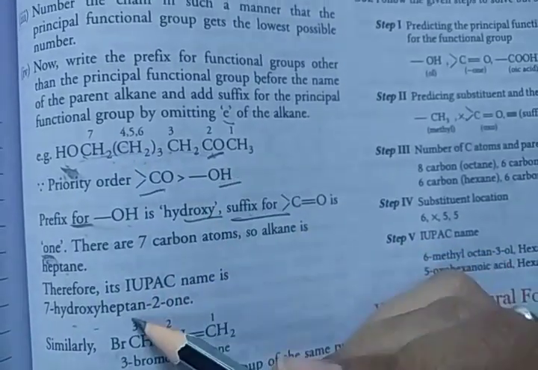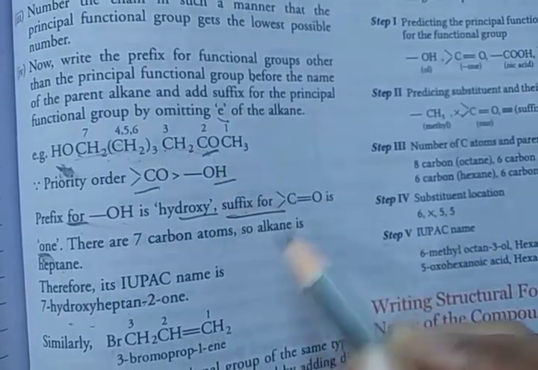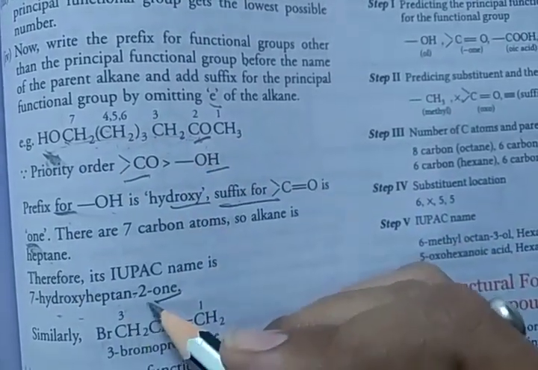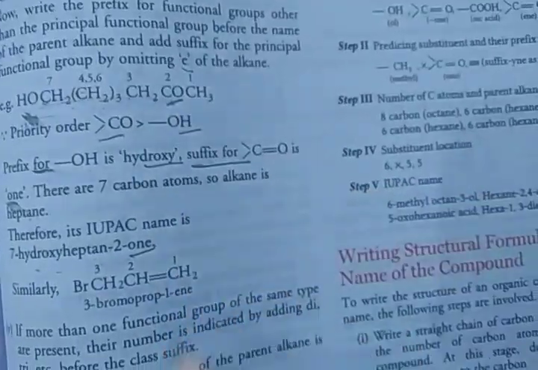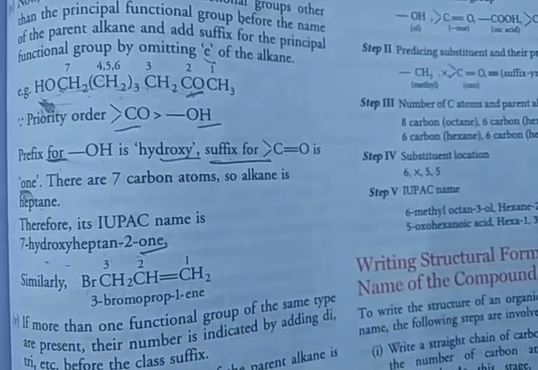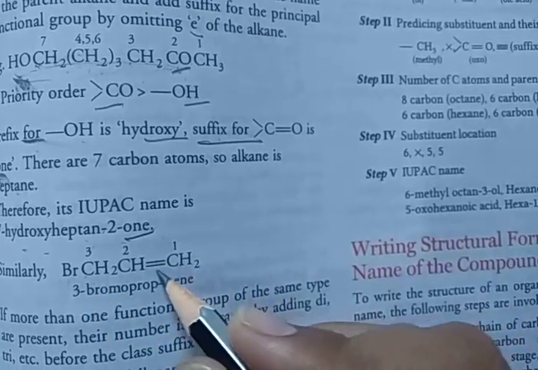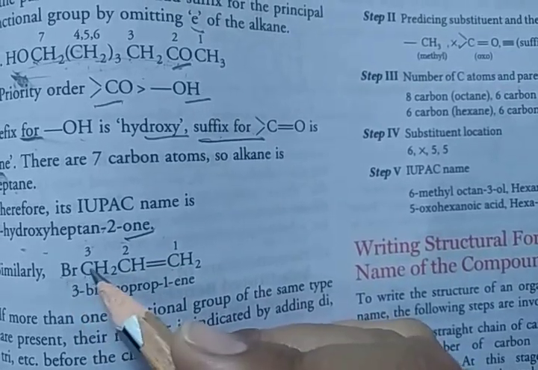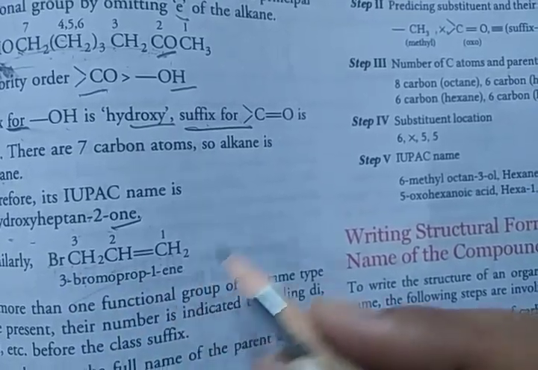Total carbons: heptane, E omitted, and the carbonyl group is attached at the second carbon, so for the carbonyl group the suffix is one. So 7-hydroxyheptan-2-one. Clear? 7-hydroxyheptan-2-one. Then similarly Br CH2 CH=CH2: 1, 2, 3, with the double bond after 1. So 3 total carbons, prop, Br at the 3rd carbon, so 3-bromoprop-1-ene. Okay, 3-bromoprop-1-ene.